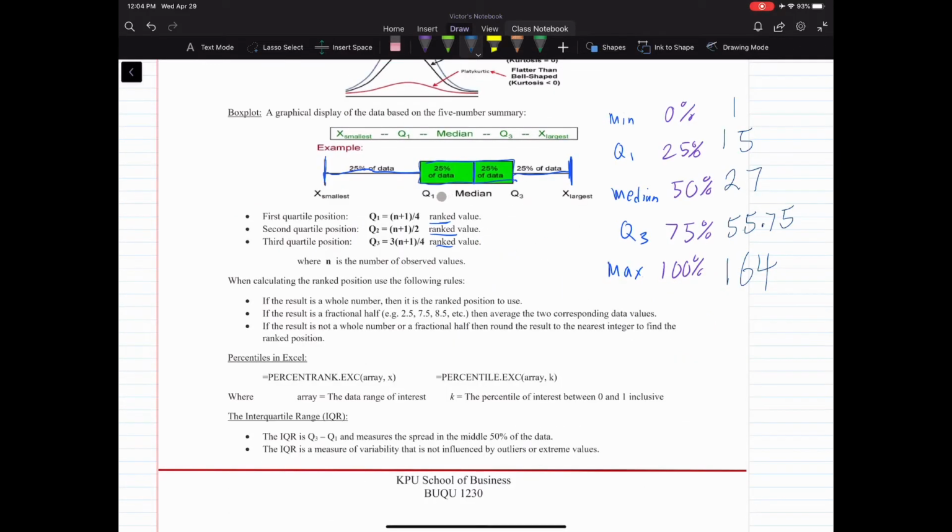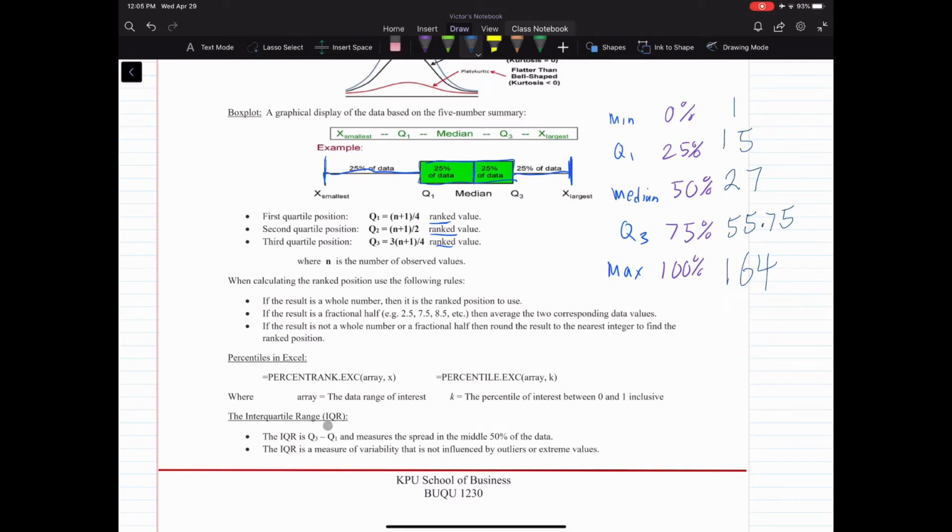And the gap between Q1 and Q3, that distance here, is what we call the IQR. So IQR equals Q3 minus Q1. And the IQR measures the spread in the middle 50% of the data set, because we have 50% of the data set between Q3 and Q1. So the IQR shows you where the middle 50% of your data are located.